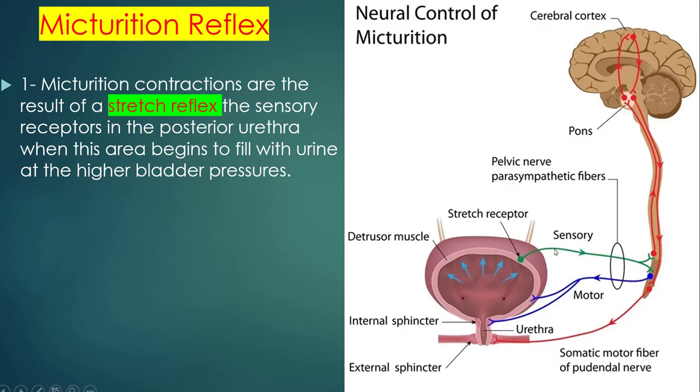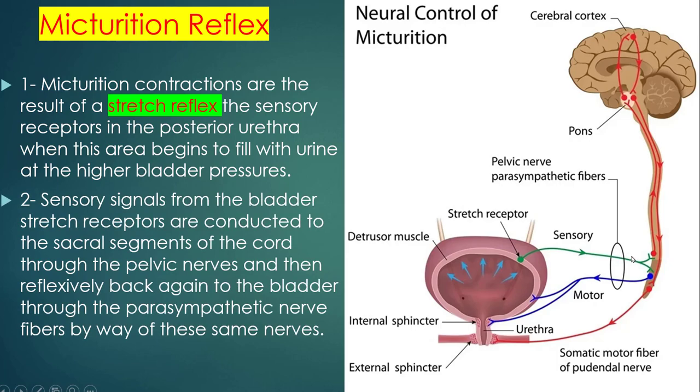The second step is that sensory signals from the bladder stretch receptors are conducted to the sacral segment through the pelvic nerve and then reflexively back again to the bladder through the parasympathetic nerve fibers by way of these neurons. From here, when the bladder is stretched from the neck and from the body, signals are sent to the sacral plexus and back by the parasympathetic nervous system to the bladder.